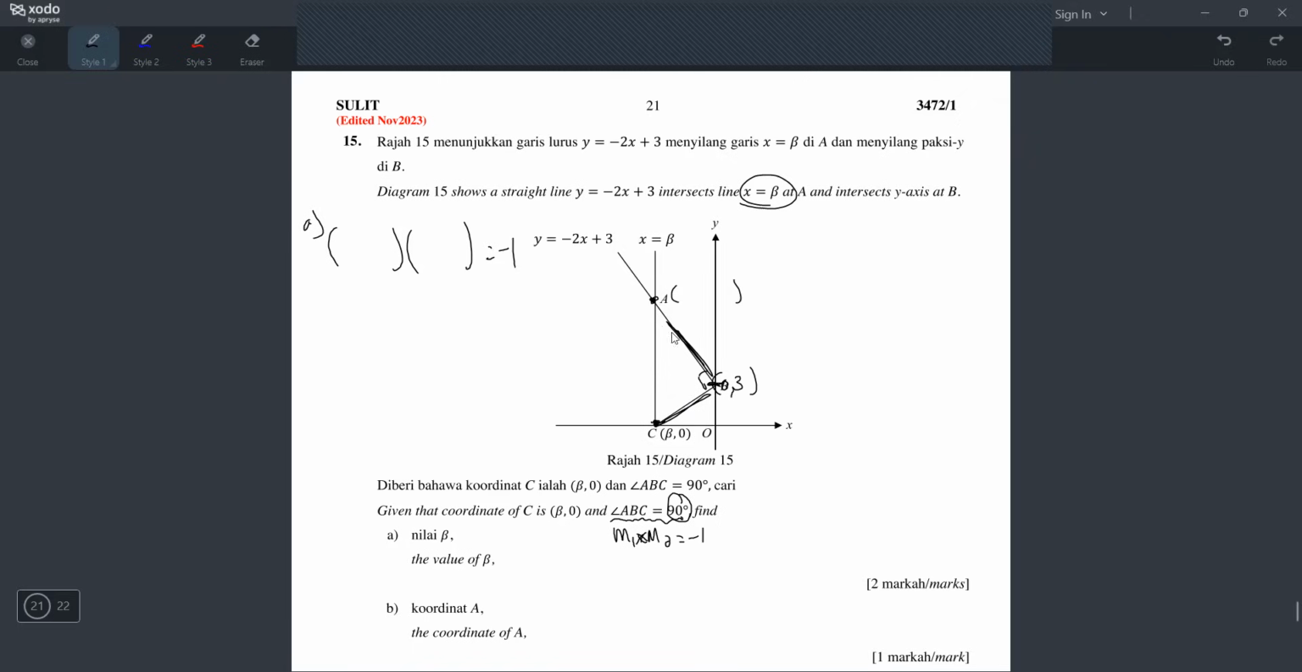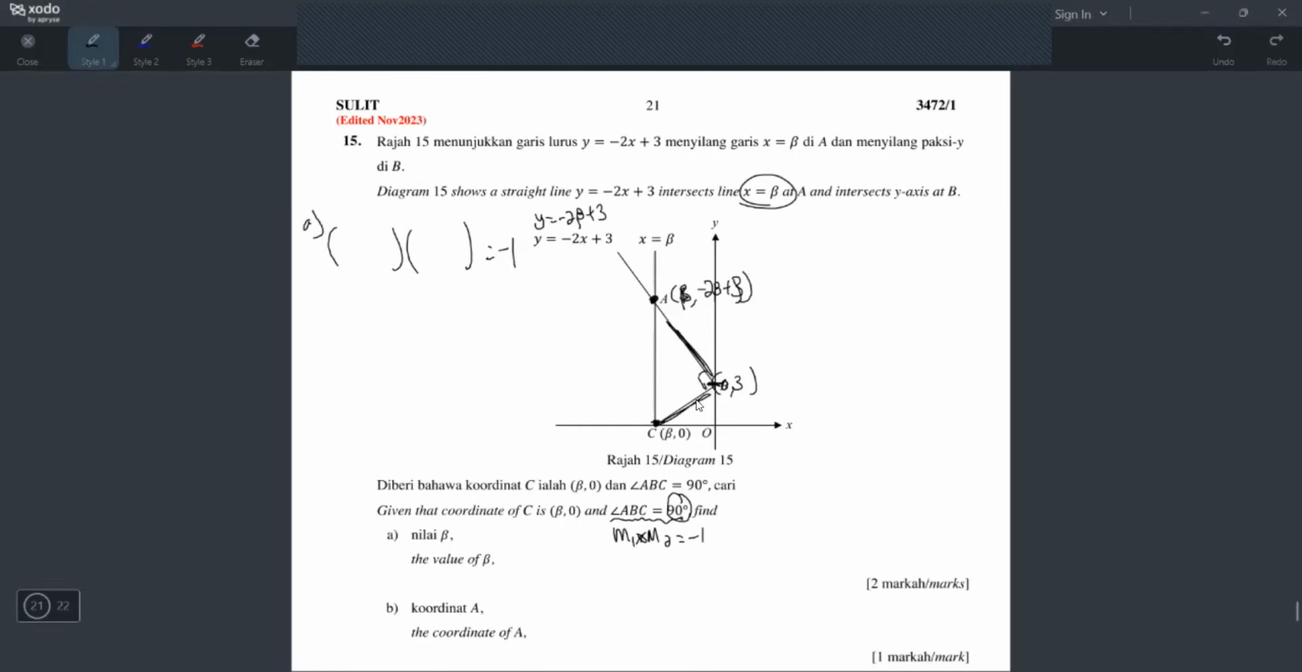Okay, point A, the x coordinate will be beta, right? Because when you read down, it is beta. But what will be the y coordinate? You don't know, right? But you can see point A passes through this line. This line passes through A. So you can actually substitute the beta inside this equation. So the y coordinate will be -2 beta plus 3.